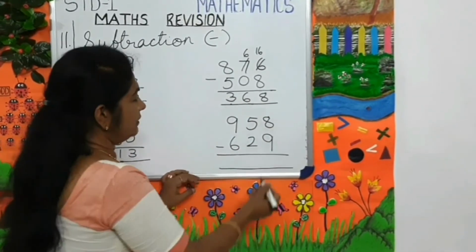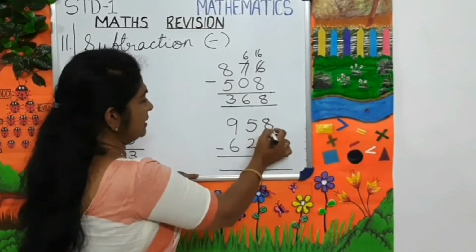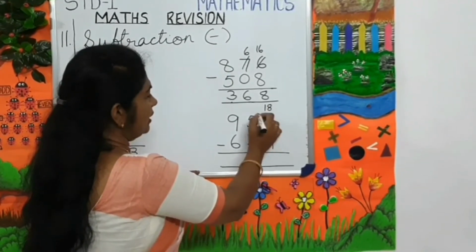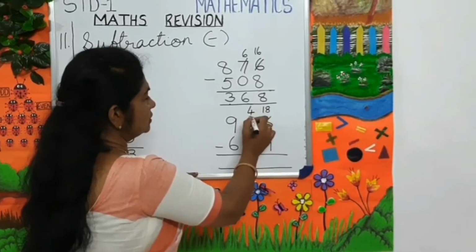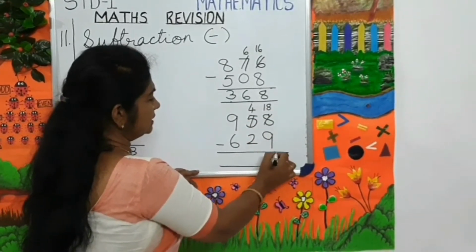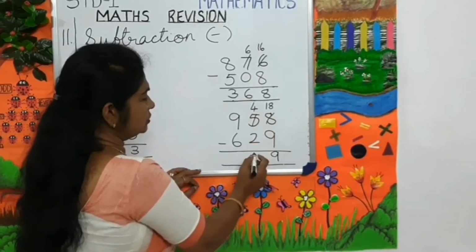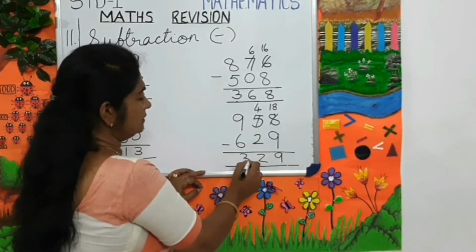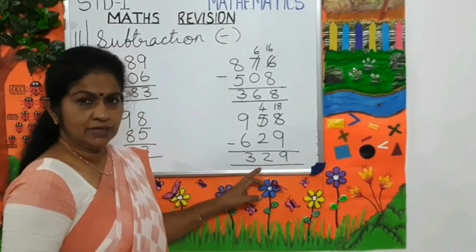Okay. Now next. Here also 8 is smaller. So you will be borrowing 10 from here. So 4 will be remaining here. So 18 minus 9 is 9. 4 minus 2, 2. Now 9 minus 6, 3. So this will be the answer.